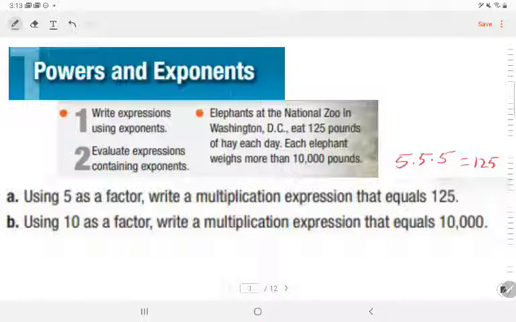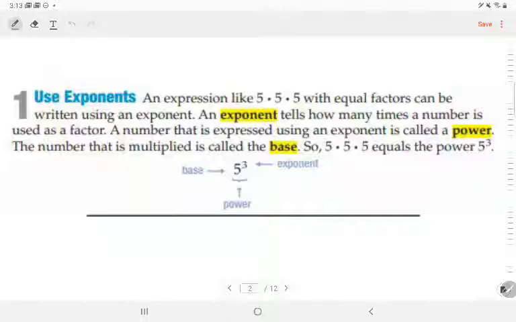And then using 10 as a factor, write a multiplication expression that equals 10,000. We could do 10 times 10 is 100, times 10 is 1,000, times 10 is 10,000. That would equal 10,000. And that's what we're talking about today.